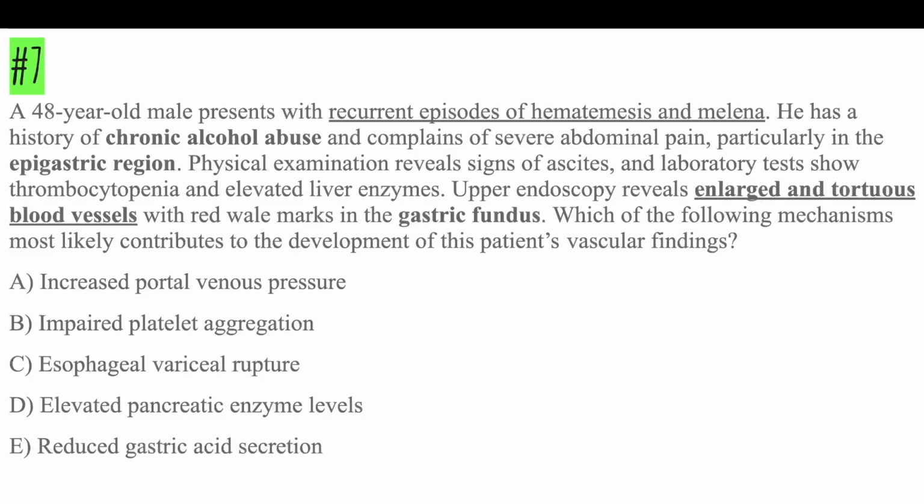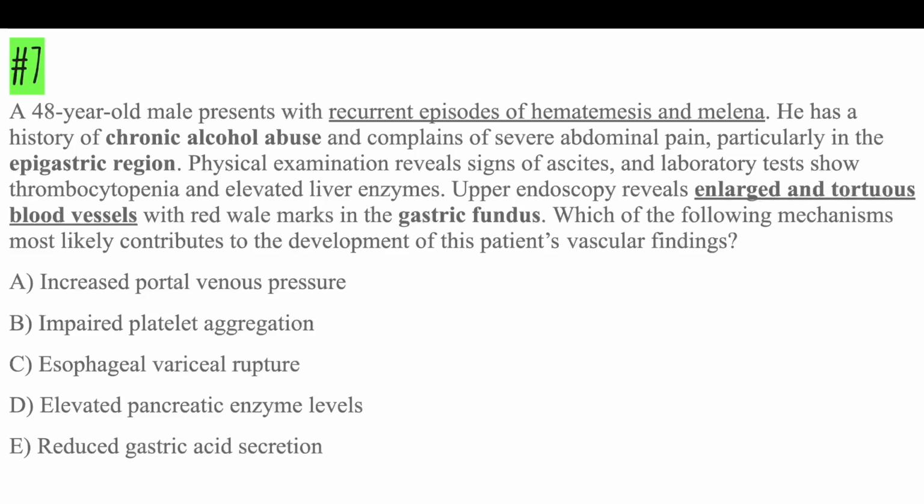D, elevated pancreatic enzyme levels. Elevated pancreatic enzyme levels, such as amylase and lipase, are indicative of pancreatic inflammation or injury. While chronic pancreatitis can result in elevated liver enzymes, this is not a direct cause of gastric varices. The development of gastric varices in this context is primarily related to the portal hypertension. And so we can see the distinction here between something more acute versus the chronic is what we're seeing here.